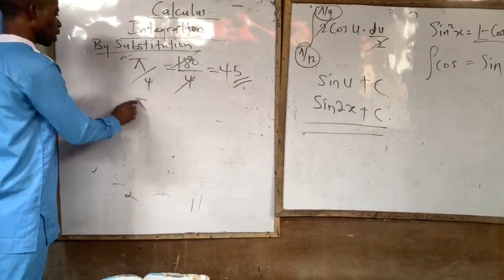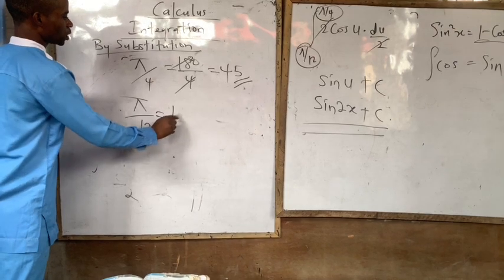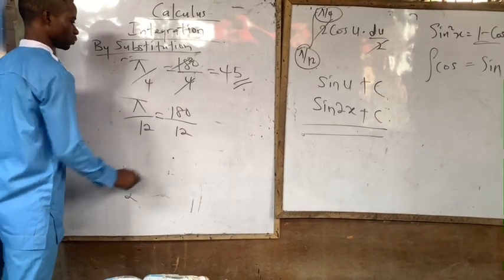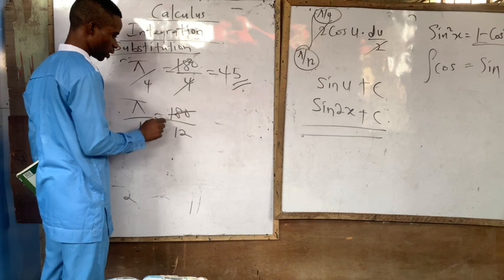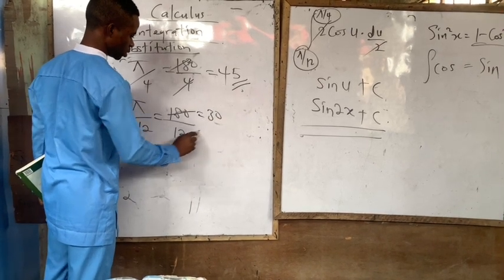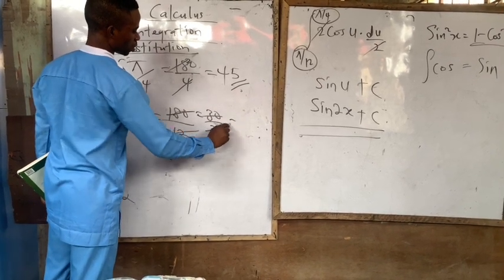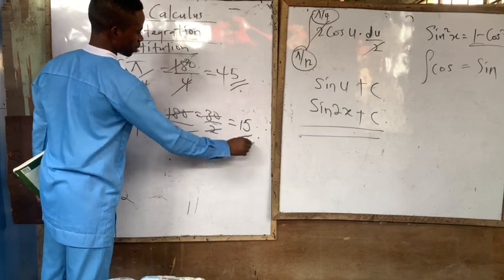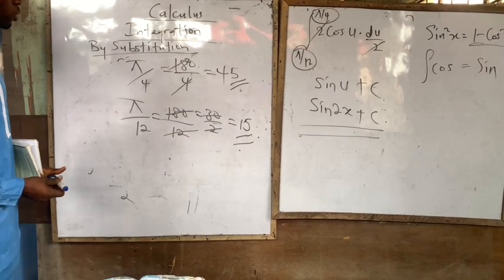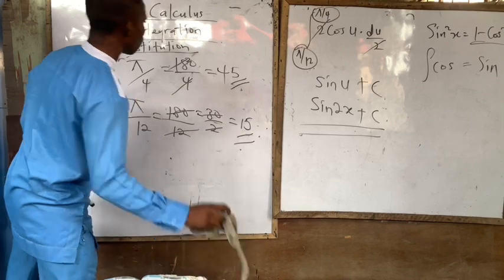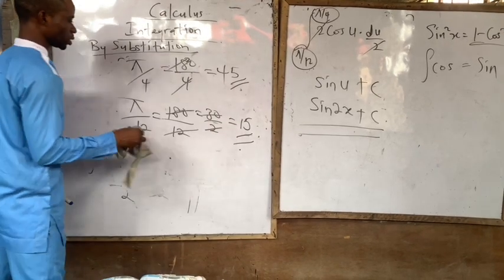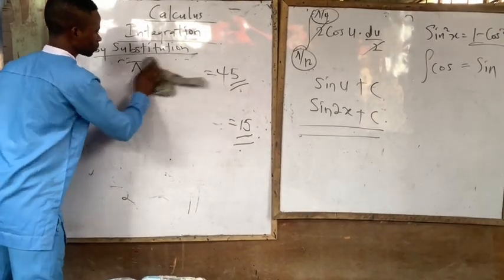And we're also given pi all over 12. That is 180 all over 12. 6 in 18 is 3, then 6 in 0 is 0, that is 30. Let me recompute: 12 in 180 is 15. So according to what we did the other time, our upper limit is 45 and our lower limit is 15.